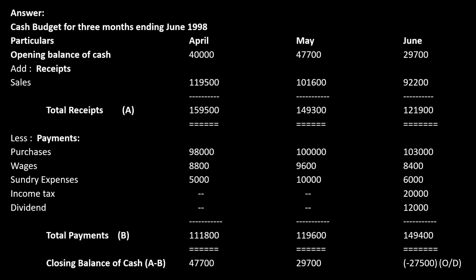Then the purchases are delayed by one month, isn't it? Which means whatever purchases we made in March, we'll pay in April. For March, we made purchases of 98,000, so that 98,000 will be paid in April. In April, we made a purchase of 1 lakh. This 1 lakh will be paid in the month of May. Then for the month of May, we purchase to the extent of 1,03,000. That will be paid in the next month, that is June.